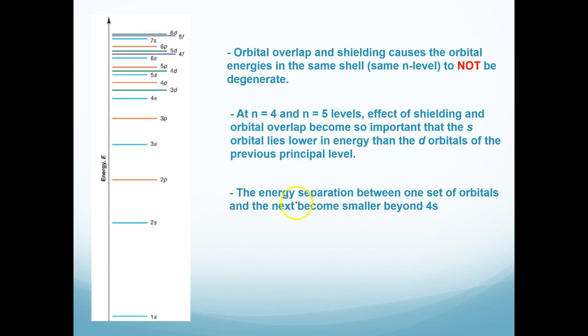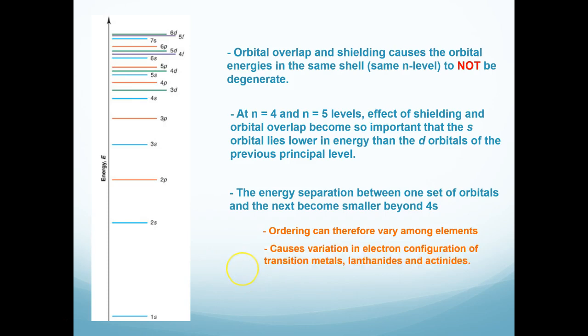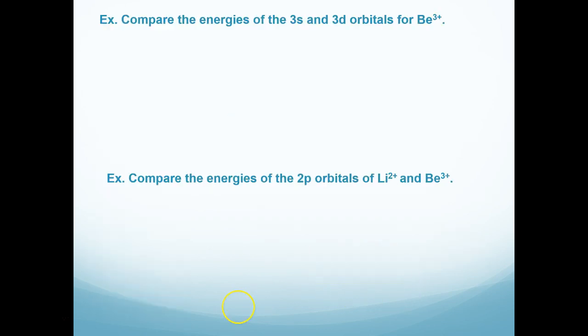And then we can also say that the energy separation between one set of orbitals and the next becomes smaller beyond the 4s. And we can say at this point that the electrons are going to be so far away from the nucleus and so shielded that there's not going to be as great of a difference in those energy levels. So ordering can therefore vary quite a bit, and this causes variation in electron configuration of transition metals. So for those electron configurations, especially the lanthanides and actinides, they're not going to be as predictable. And here's an online resource that you can use to look at those if you like.